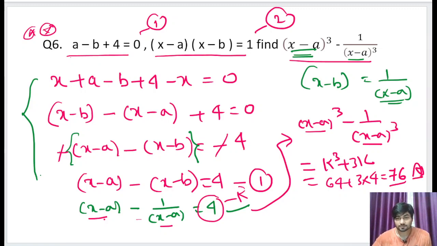76 is my answer. Does anybody have any problem, any queries, any difficulty in understanding this question? This is a very, very interesting question. This question explains multiple concepts. Firstly, how to arrange the equations given to you according to your need, and then use the formula. So both the concepts are tested here, right?